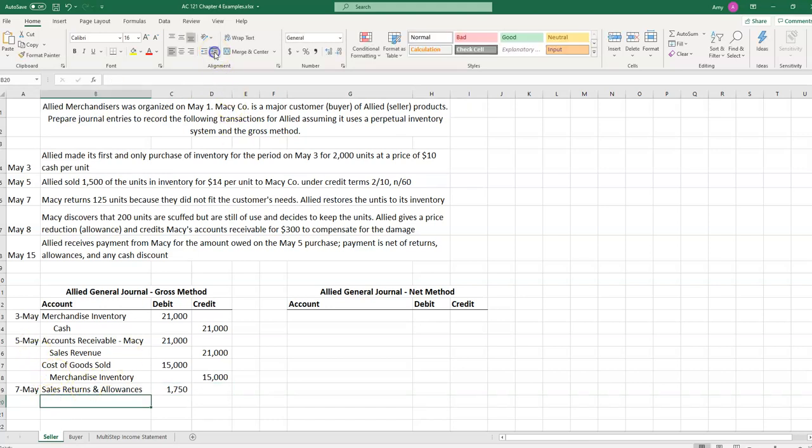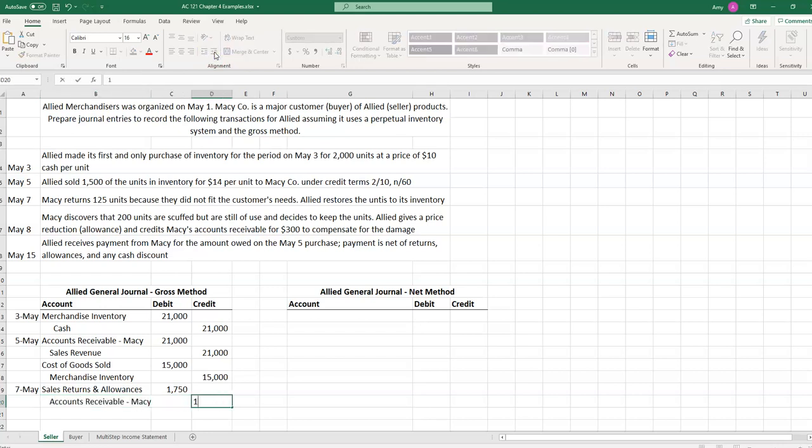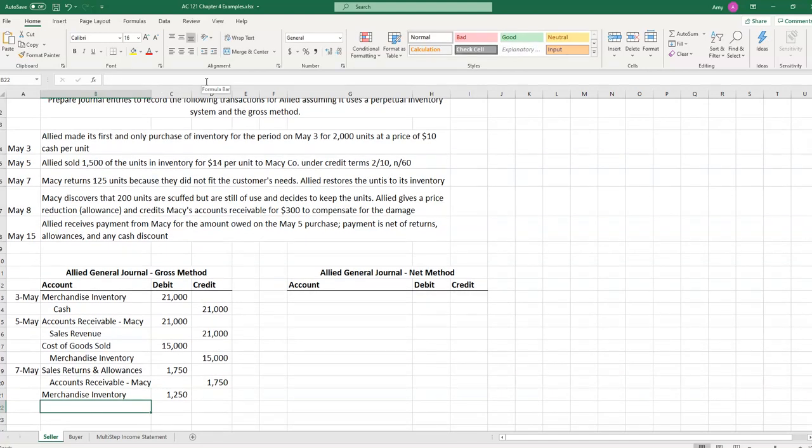Then we reduce their accounts receivable for the same amount for those 125 units. Now we need to restore our inventory for the cost of inventory and reduce our cost of goods sold.